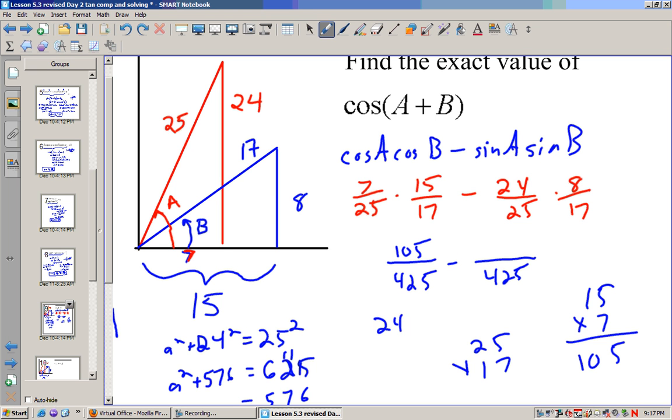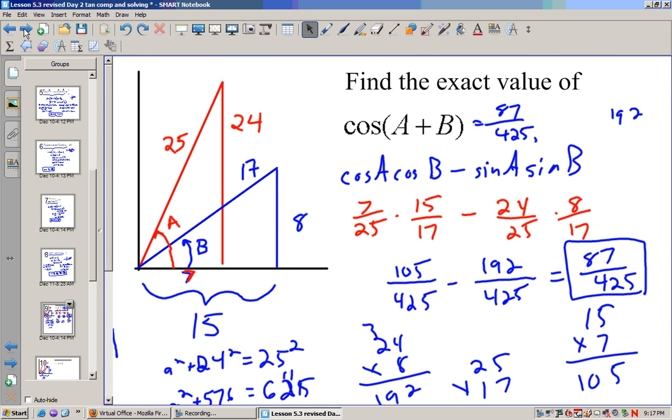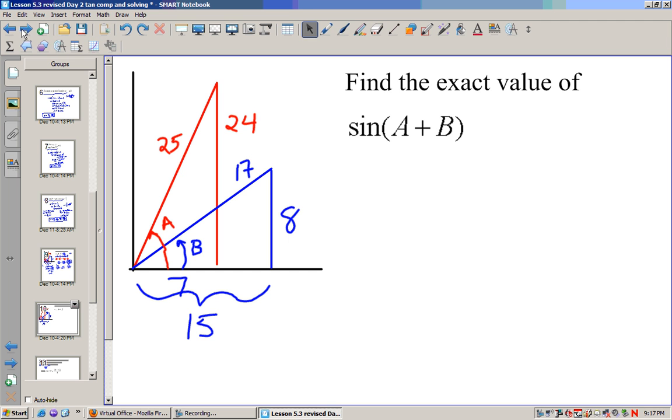8 times 24, that's going to be 192. So when I subtract these out, 105 minus 192 is going to be negative 87 over 425, and that is my final answer. So the cosine of a plus b is negative 87 over 425. Wow, a lot of work. A little bit easier if you had your calculator. Alright.